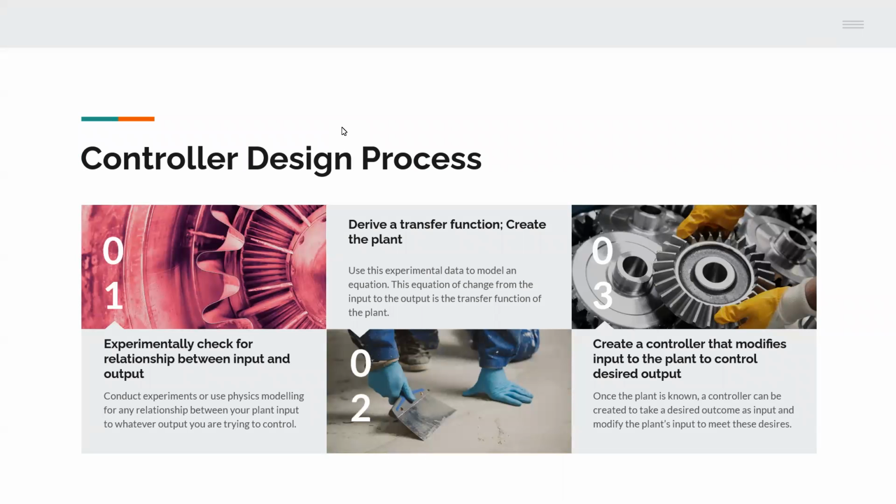The design process is to experimentally check for the relationship between the input and output, either using experiments, physical modeling, or whatever, to find the plant. If this plant has a reliable output that can be modeled to create a transfer function, and this transfer function can be modified using a controller, the input to this plant can modify the output to meet desired specifications or outcomes.